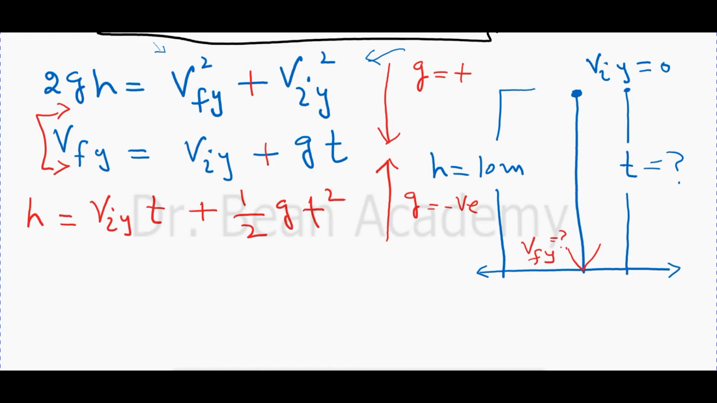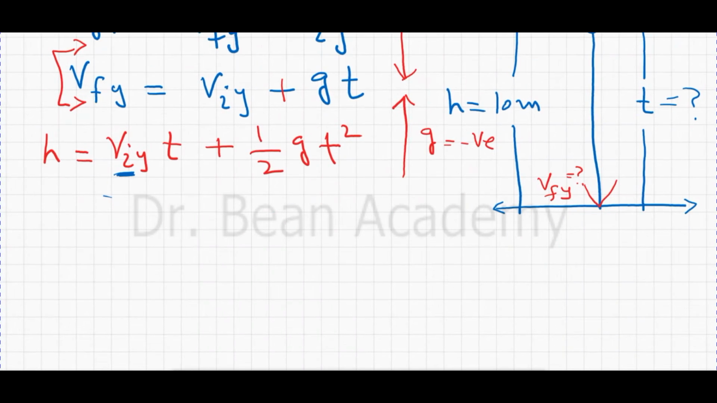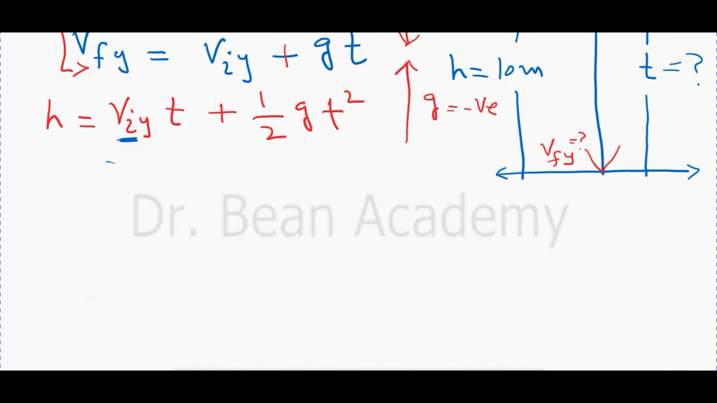h is equal to vi of y t plus half g t squared. Okay, so here we only need velocity vi, which we know is 0, and then height and time. Yes, so we can use this equation to find time t. So let's do it. Height h is 10 meters. So vi of y is equal to 0, so this whole term will just cancel out.